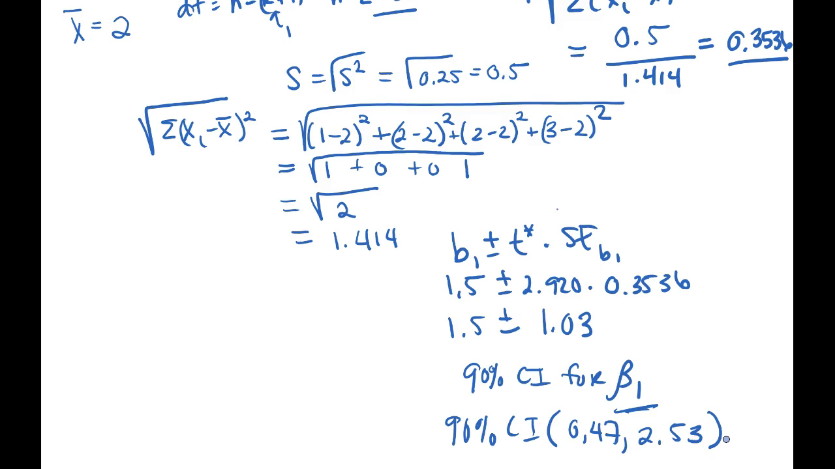On average we would expect our y to change 1.5 units with a change in our x. Or we can think of it as, with a 1 unit increase in x, y is expected to increase by 1.5 units. If we interpret the confidence interval, it's the same idea: with a 1 unit increase in x, our y will change between 0.47 units and 2.53 units on average, according to the 90% confidence interval.